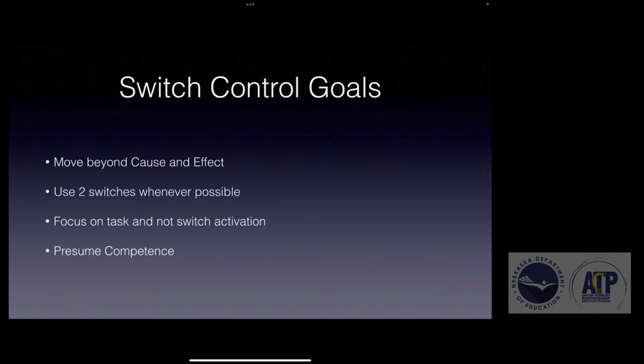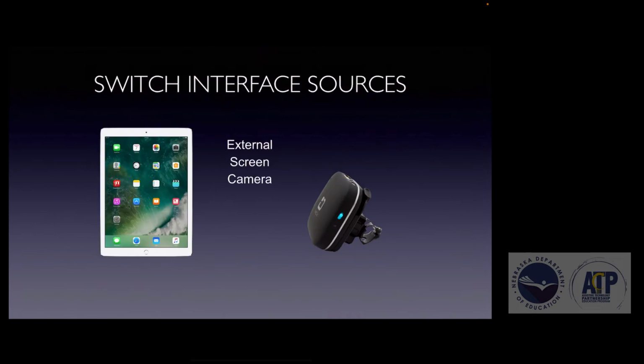And the last thing is you always want to presume competence. You always want to presume that they know what is going on. They're making choices, and they are very actively in control of that learning process. So always assume that their skill level is high, and that we just need to find the appropriate tools and the appropriate settings to get them to use switch control.